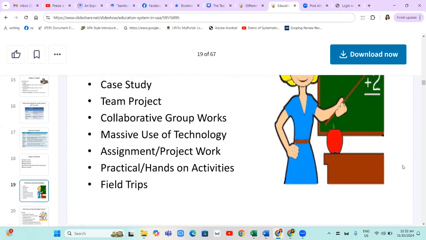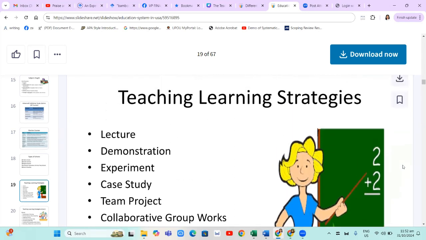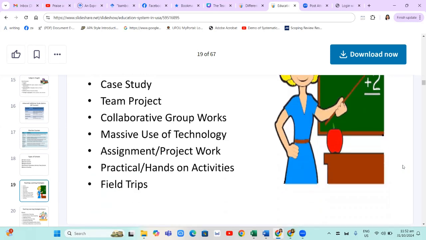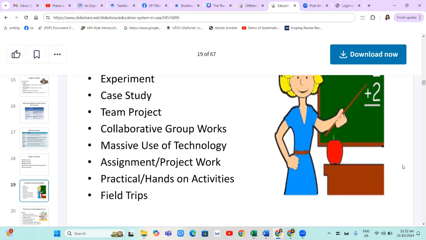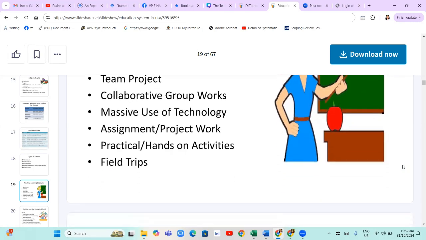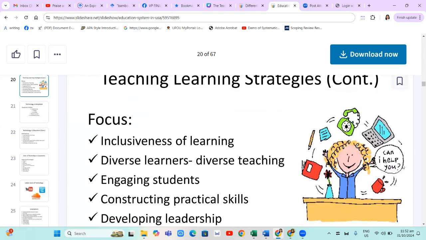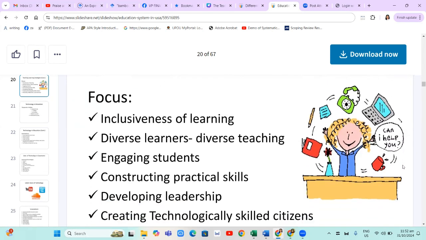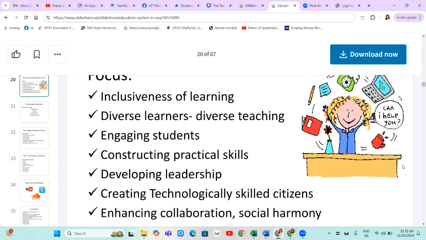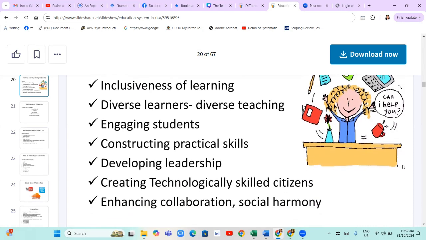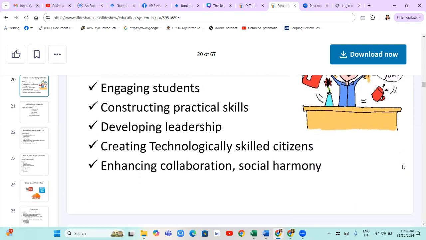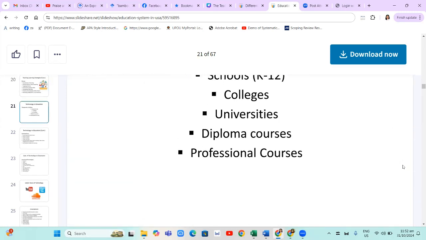So as you can see, there's a variety of teaching and learning strategies in the United States of America, which is also used in the Philippines. Teaching and learning strategies also include inclusiveness of learning, diverse learners, diverse teaching, engaging students, constructing practical skills, developing leadership, creating technologically skilled citizens, and enhancing collaboration and social harmony.